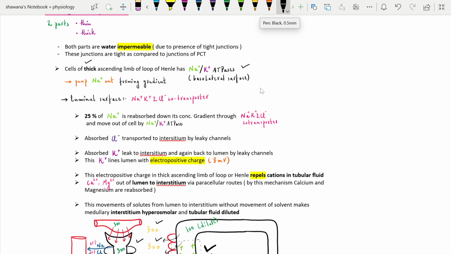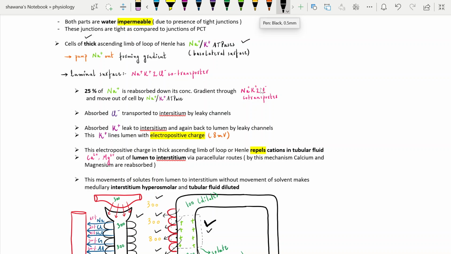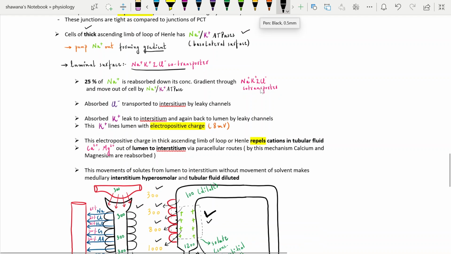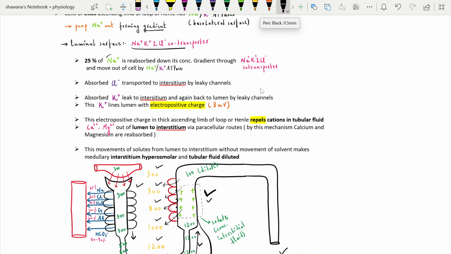ATPase on the basolateral surface. They pump the sodium out, they form a gradient. On the luminal surface, they have the sodium potassium 2 chloride cotransporter. Okay, and 25% of sodium is reabsorbed down its concentration gradient. Why have I written down the concentration gradient? Because sodium inside the cell is already low. In the lumen, it's high, so it's moving down the concentration gradient. And the absorbed chloride will move into the interstitium by leaky channels. Absorbed potassium will leak into the interstitium.